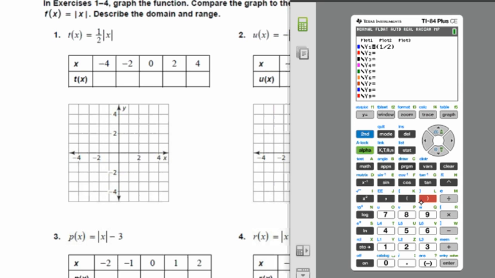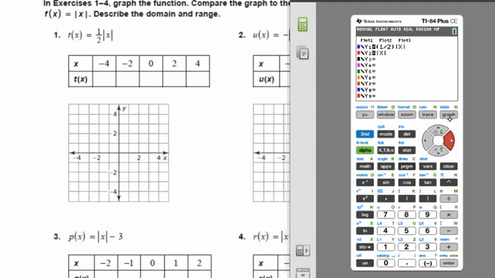And then the absolute value symbol can be found by clicking on the math button, arrowing over to the word number, and that ABS, that's it. So we're going to enter, and then we're going to put our x. Now we also want to make sure that we're graphing our parent function, which is the absolute value of x.